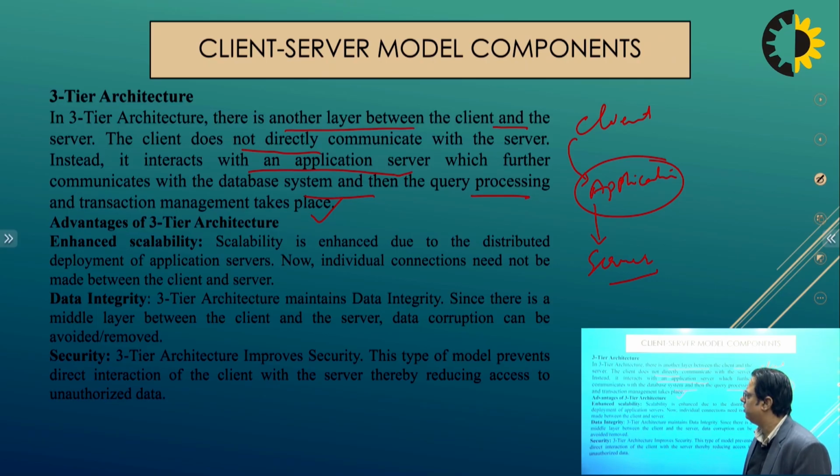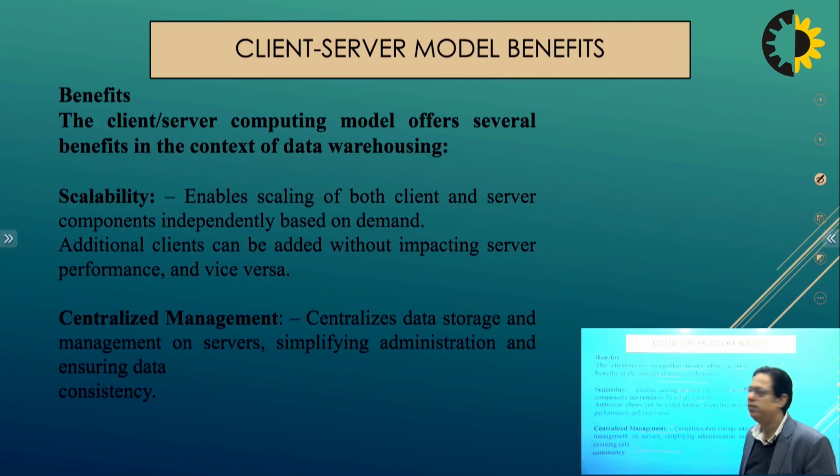What are the advantages of three-tier architecture? First one is enhanced scalability. Scalability is enhanced due to the distributed deployment of the application servers. Data integrity: providing security and maintaining integrity. Three-tier architecture maintains data integrity. Since there is a middle layer between the clients and servers, it also maintains the authentication and authorization of the client. Security: three-tier architecture improves security. This type of model prevents direct interaction of the client with the servers.